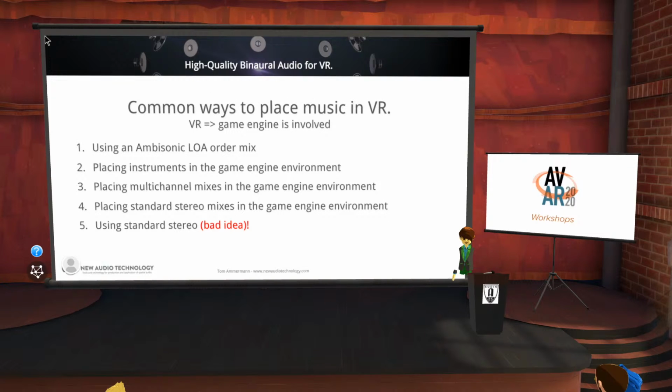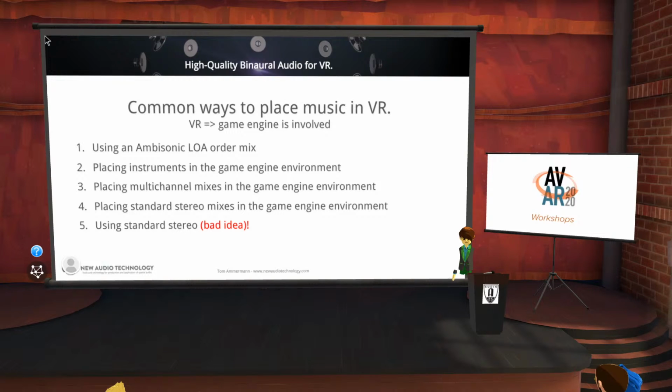Commonly, music is used in VR experiences, and VR always means a game engine is involved. The first four of these bullet points refer to binaural processing done by the game engine. The first approach is using low-order ambisonics, because going over third order is very difficult, needs a lot of CPU, and is not easy to create. It's not really very common.